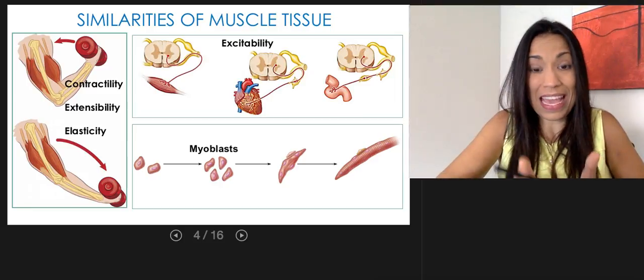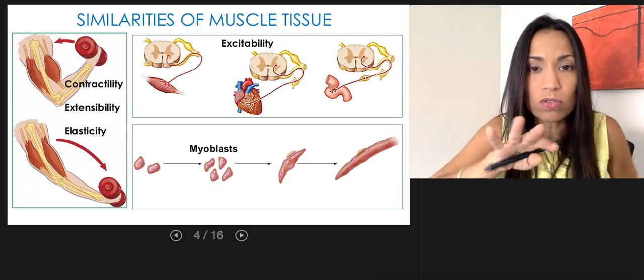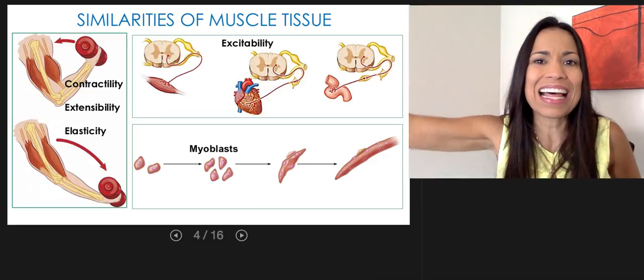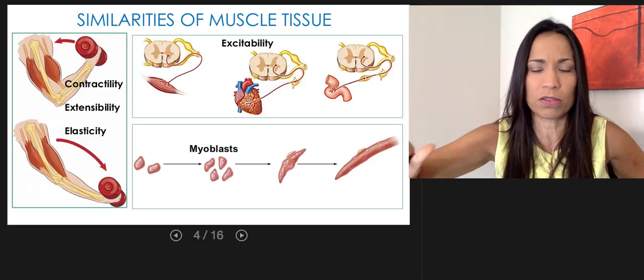Now, in here I'm just going to talk about skeletal muscle tissue. Actually, from now on, the class is only about skeletal muscle tissue.